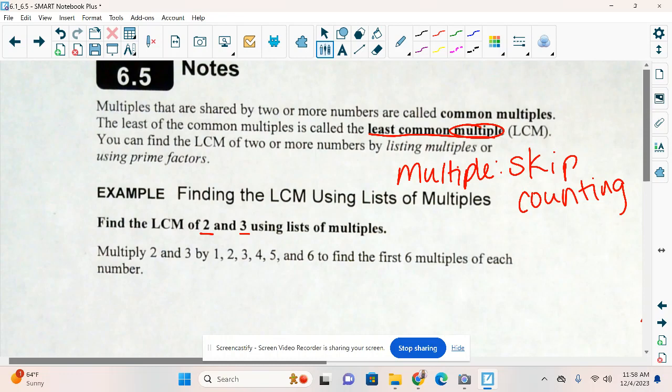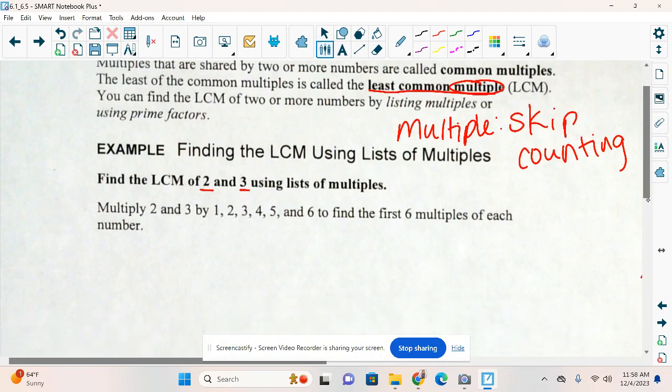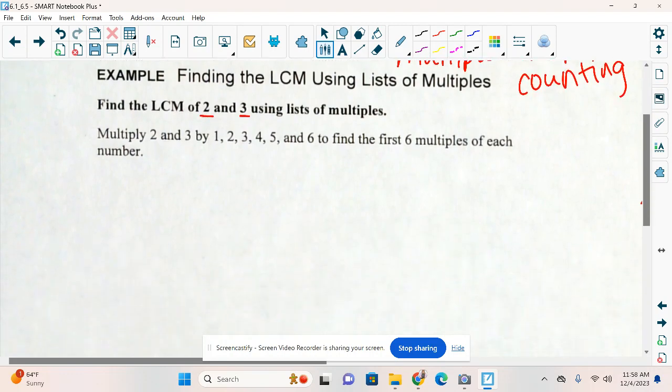All right. Like I said, today in 6.5 we're talking about multiples, and multiples mean skip counting. One of the ways you can find the least common multiple is by listing out the numbers just like we did for the GCF. So here we have the example of finding the LCM of 2 and 3. To find that, we start with listing the multiples of 2.